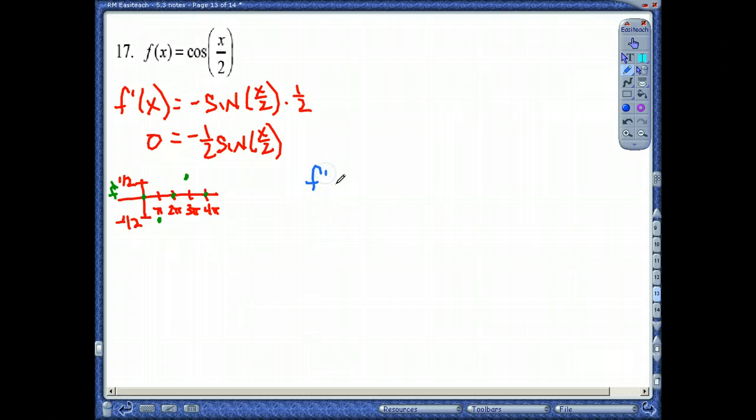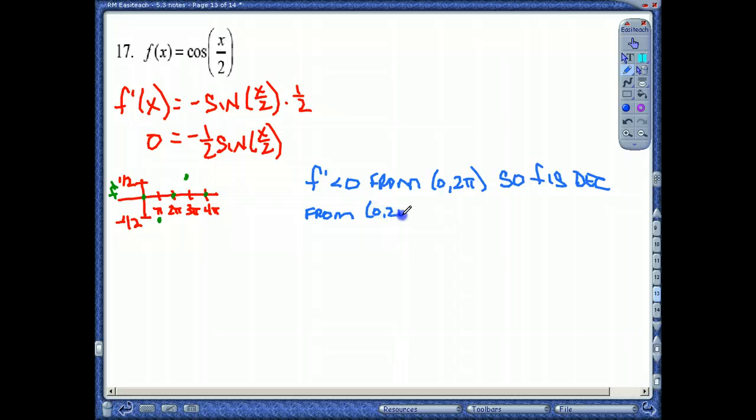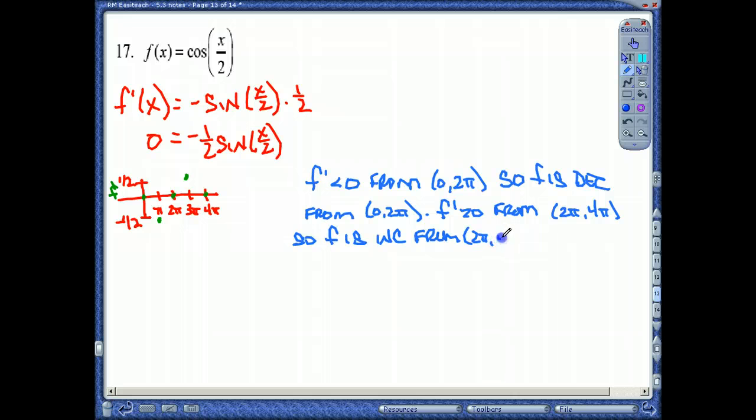So I'm going to say the derivative is less than 0 from 0 to 2 pi. So f is decreasing from 0 to 2 pi. The derivative is greater than 0 from 2 pi to 4 pi. So f is increasing from 2 pi to 4 pi.